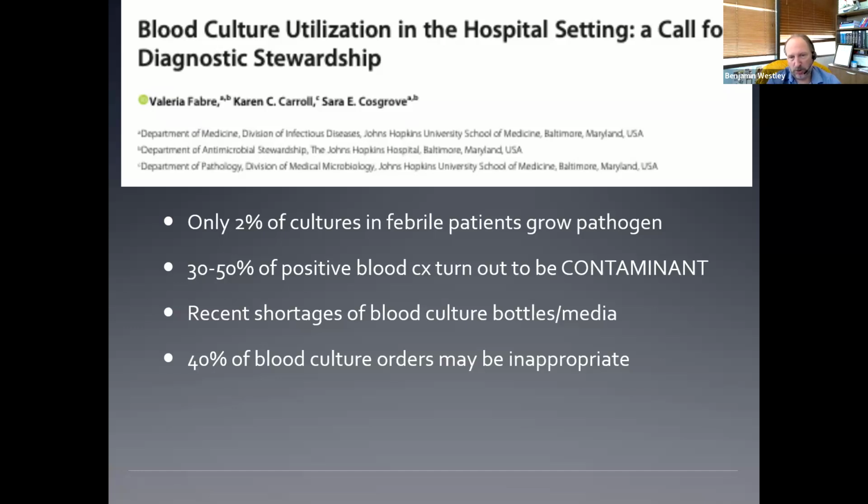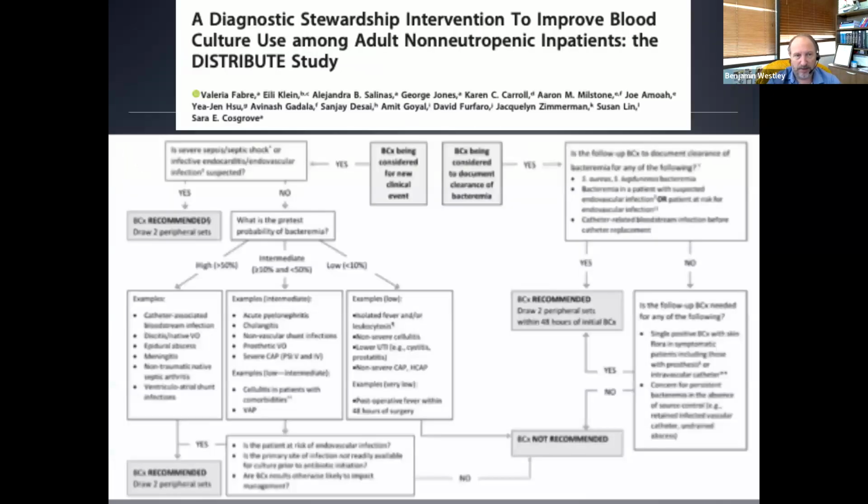There have been shortages of blood culture bottles and media in the recent past. And they estimate about 40% of blood cultures are inappropriately ordered and aren't necessary. So yeah, this is disappointing.